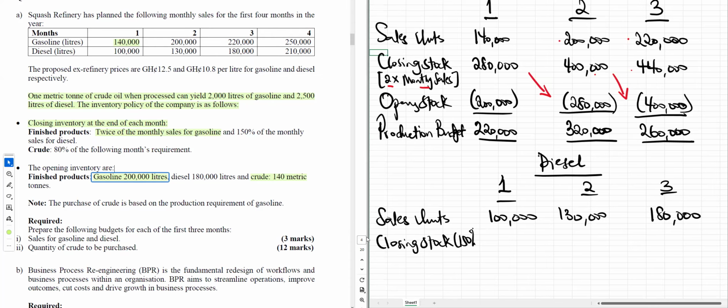150% of the sales. So this one by 1.5. So monthly 100,000 sales for diesel. So monthly sales, that's 150,000.